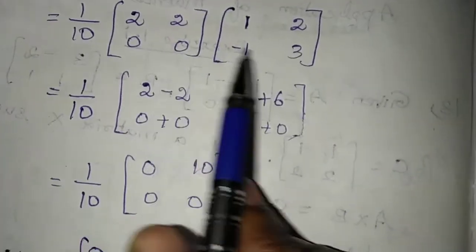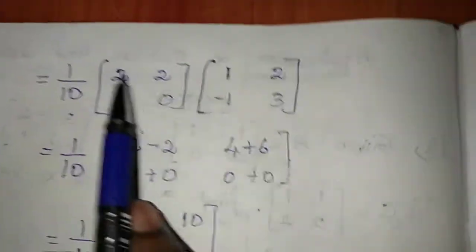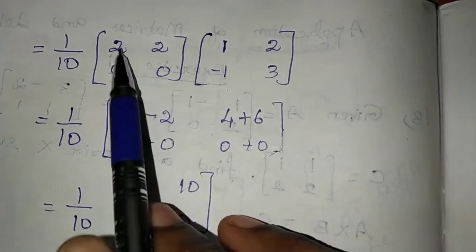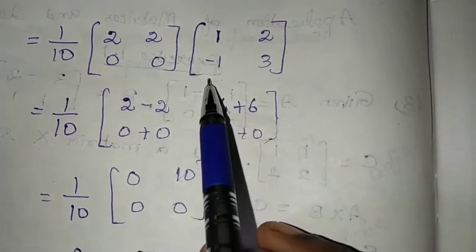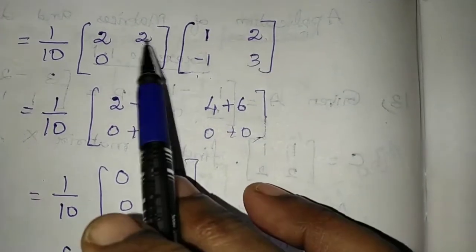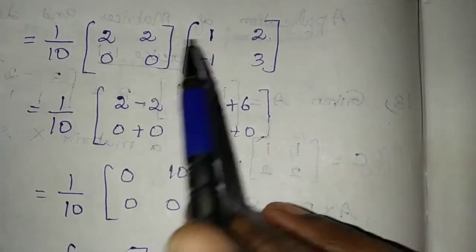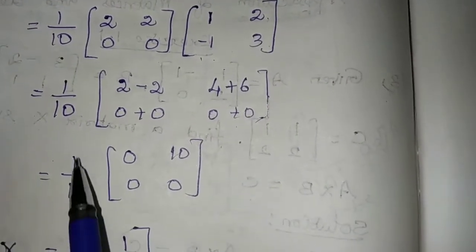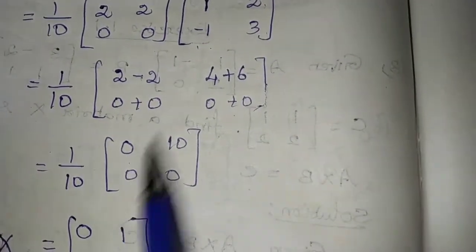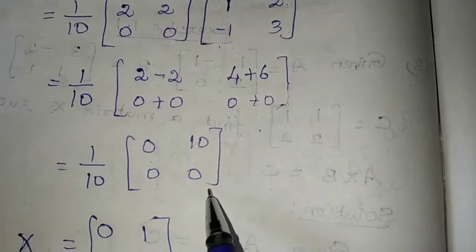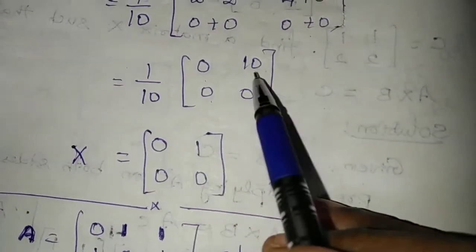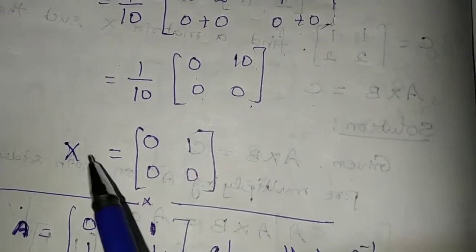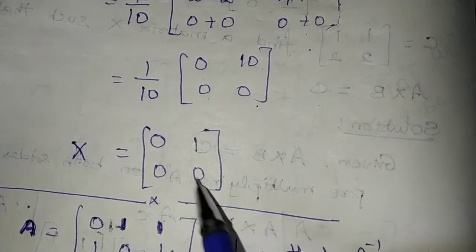Next the matrices, right? Multiply by row by column. Row by column: 2 minus 2, 4 plus 6. Next second row first column: 0 plus 0, 0 plus 0. Simplify: 1 by 10 of [0 10; 0 0]. Now divided by 10: 0, 1, 0, 0. X equal to [0 1; 0 0]. Get the answer.